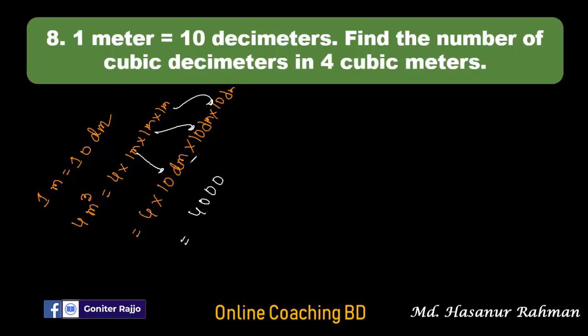And decimeter multiplied by decimeter multiplied by decimeter, that should be decimeter cube. So our answer should be 4 meter cube equal to 4000 cubic decimeter or decimeter cube. And that is the answer of number 8.